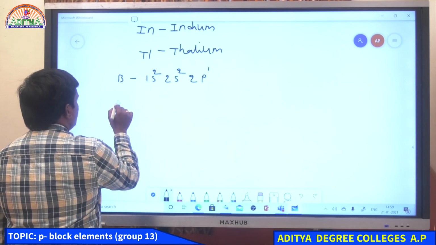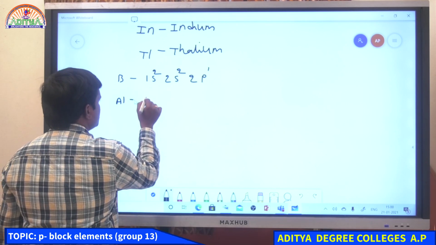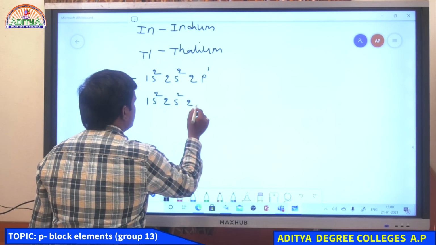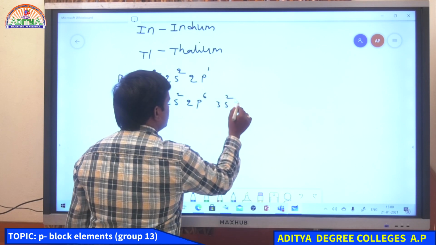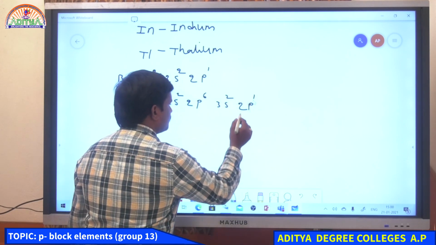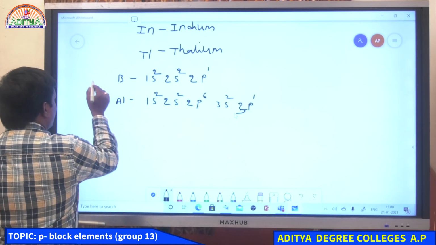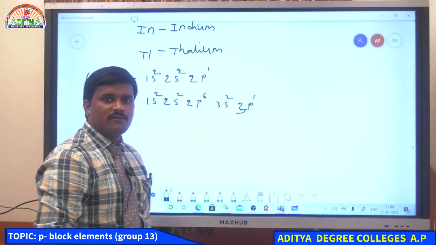Next one is aluminum. For aluminum, the electronic configuration is 1s2, 2s2, 2p6, 3s2, 3p1. Therefore, boron has atomic number 5, and then what is the atomic number of aluminum?